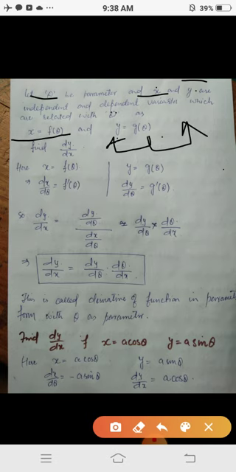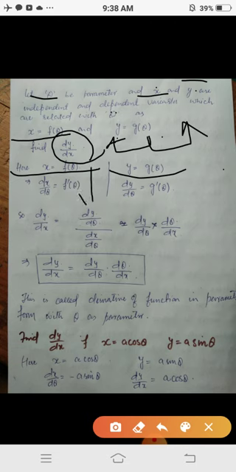Now how do we find its derivative? We have to find dy by dx, because the derivative means we have to differentiate the dependent variable with respect to the independent variable. In this form, x equals f of theta, y equals g of theta. Here we differentiate x with respect to theta, that is dx by d theta equals f dash of theta, because here theta is the variable. Similarly we differentiate y with respect to theta, which gives dy by d theta equals g dash of theta.